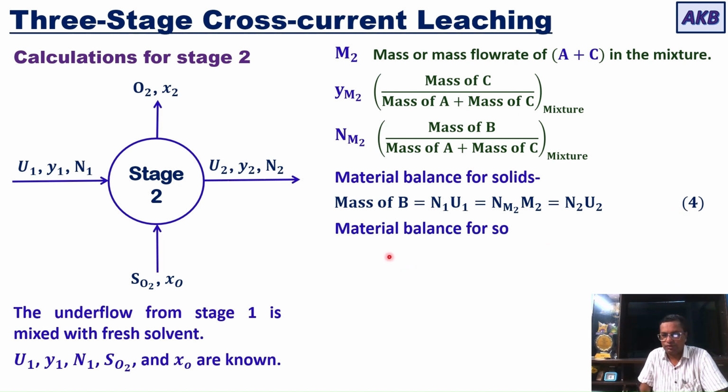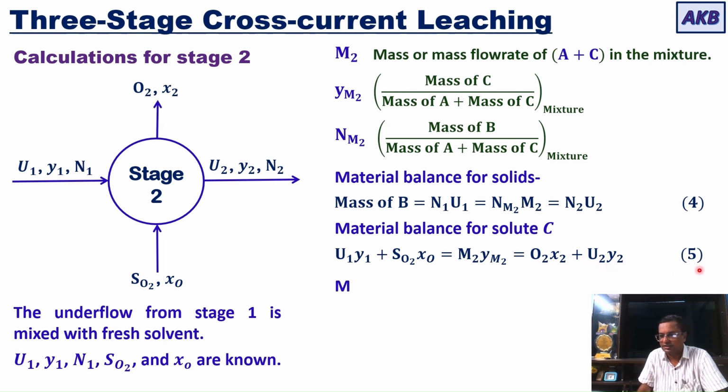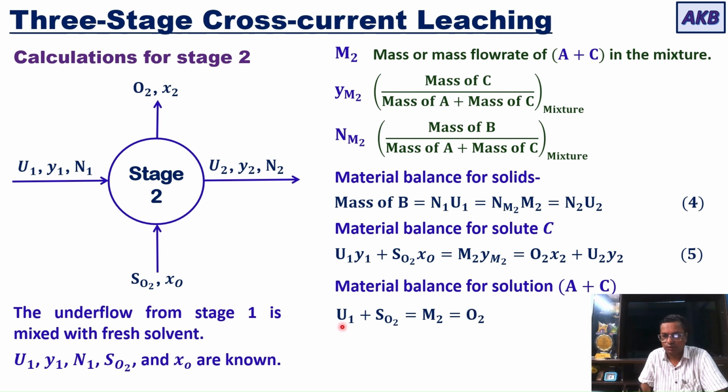Then we have to write material balance for solute C, and it will be written as U1 into Y1 plus S02 into X0, that is equal to M2 into Ym2, that is equal to O2 into X2 plus U2 into Y2, and I'm calling this equation number 5. And then you have to write material balance for solution A plus C for stage 2. So it will be written as U1 plus S02, that is equal to M2, that is equal to O2 plus U2, and I'm calling this equation number 6.